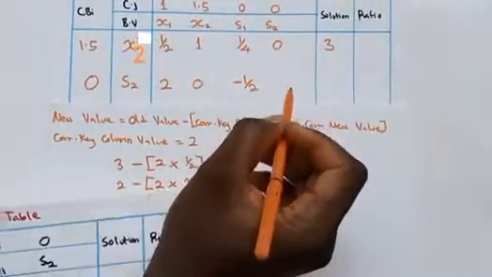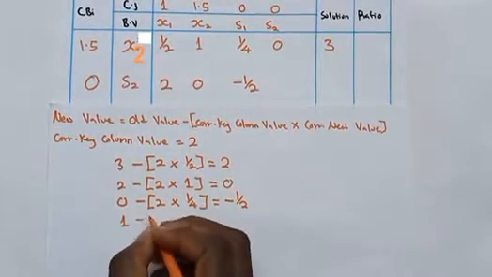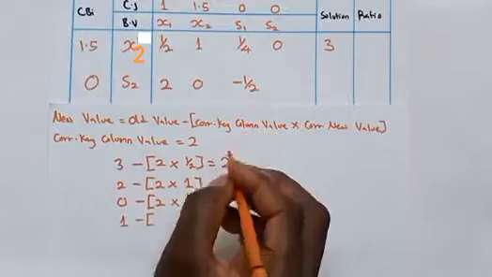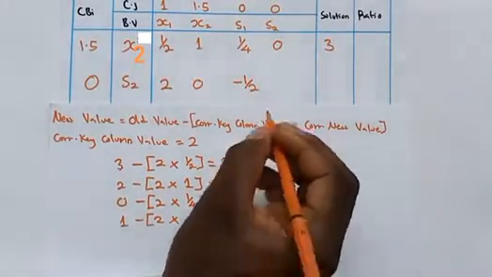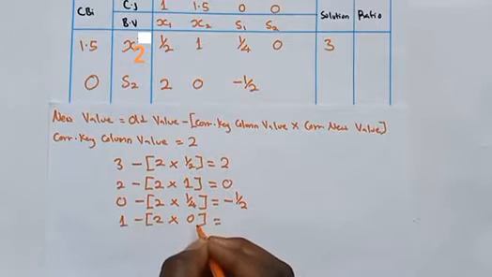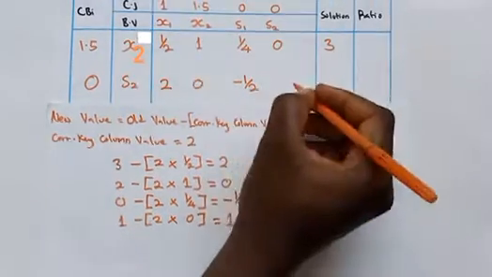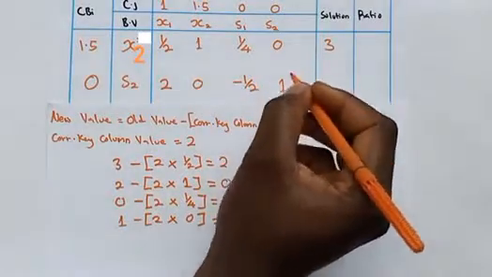For this point, what is the old value at this point? 1. So 1 minus the corresponding key column value 2 multiplied by the new value 0. So 2 multiplied by 0 gives us 0. 1 minus 0 gives us 1. So the new value at this point is 1.